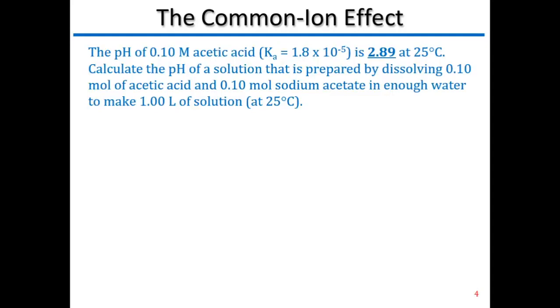Okay, so we're going to start out with an example of the common ion effect. The question says, the pH of a 0.10 molar acetic acid solution, with a Ka of 1.8 times 10 to the minus 5, is 2.89 at 25 degrees C. And they want us to calculate the pH of a solution that is prepared by dissolving 0.10 mole of acetic acid and 0.10 mole of sodium acetate in enough water to make a 1 liter solution.